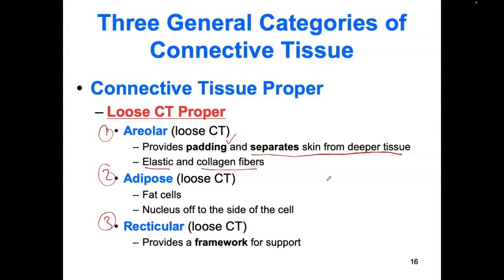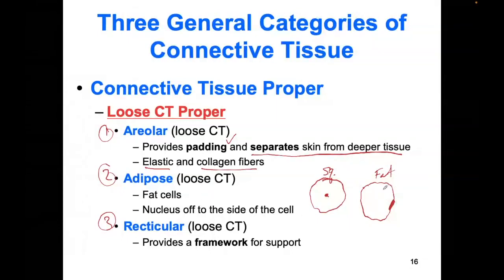Adipose, these are fat cells. Now, this could be a little tricky. Here's a cell, and here's a cell. They look alike. One's going to be a squamous cell, and one's going to be a fat cell. How do we know the difference? When you see the nucleus in the center, that's a squamous cell. When you see the nucleus in the periphery, that's a fat cell or an adipose cell.